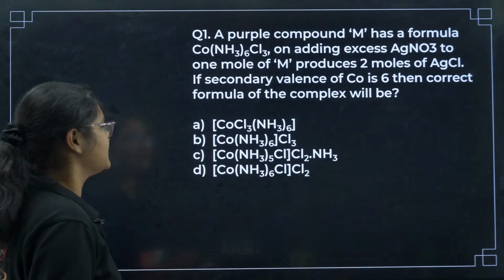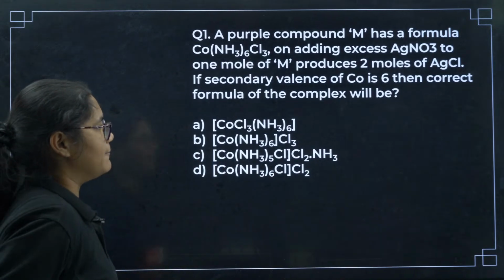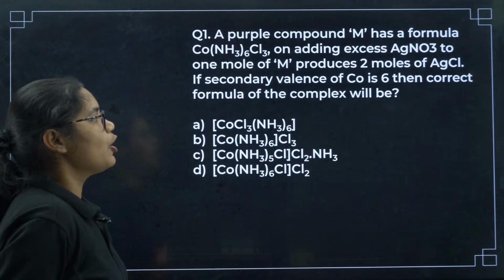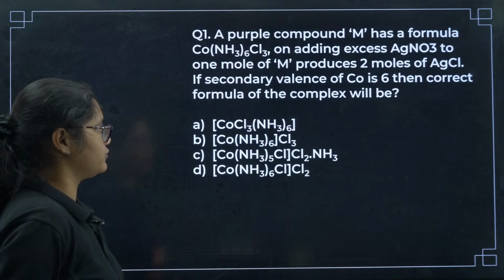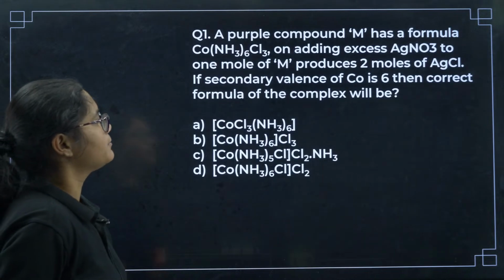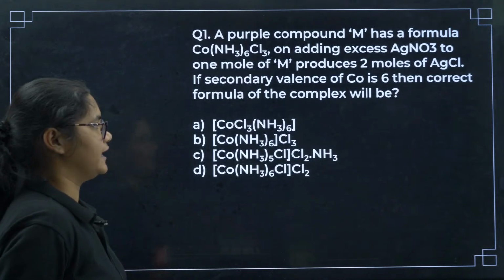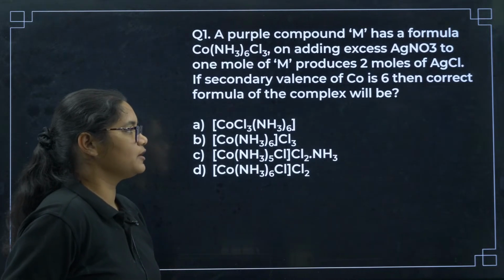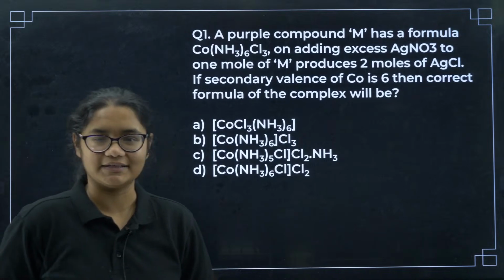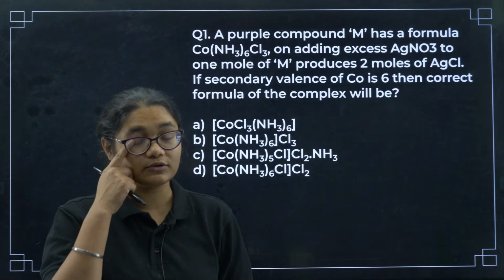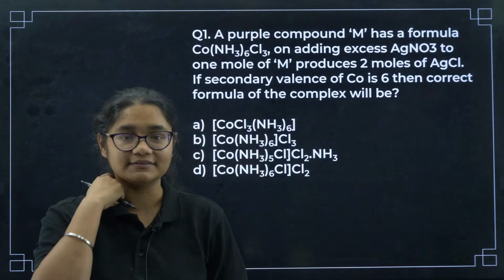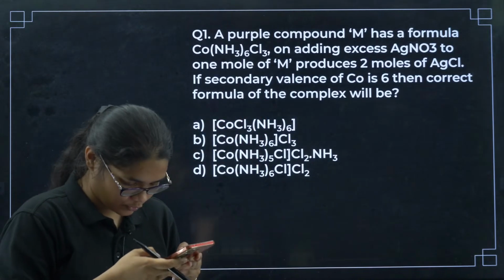Let's get started. A purple compound M has a formula of Co(NH3)6Cl3. On adding excess of AgNO3 to 1 mole of M produces 2 moles of AgCl. If the secondary valency of cobalt is 6, then the correct formula of the complex will be. This is a very simple question. You are getting 2 moles of AgCl, and the secondary valency of cobalt is also given.